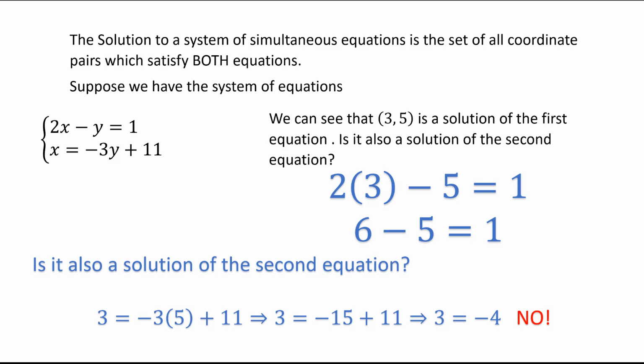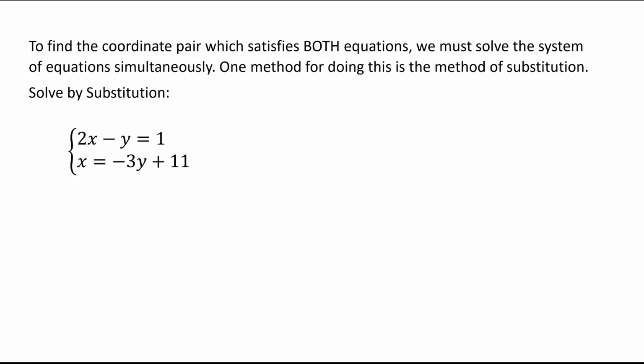So what are we going to do to figure out the solutions that will work in both equations? All right, so that's what we're trying to do here. And to do that, we're going to use the substitution axiom. So if I have a set of simultaneous equations like this, I have 2 equations, they're both linear, 2 equations and 2 unknowns, x and y. So I've got 2x minus y equals 1, and I've got x equals negative 3y plus 11. And I'm looking for the pair, the xy pair, that will make both equations true at the same time. So we're trying to solve the equations simultaneously.